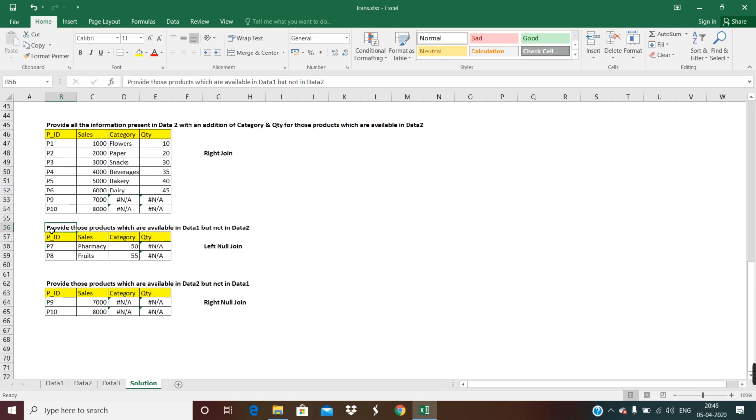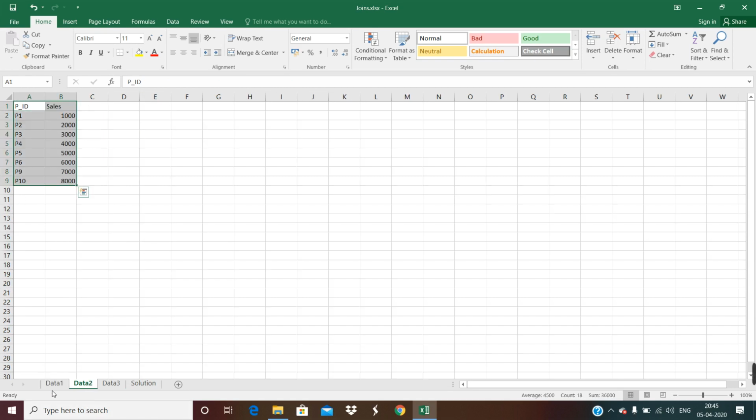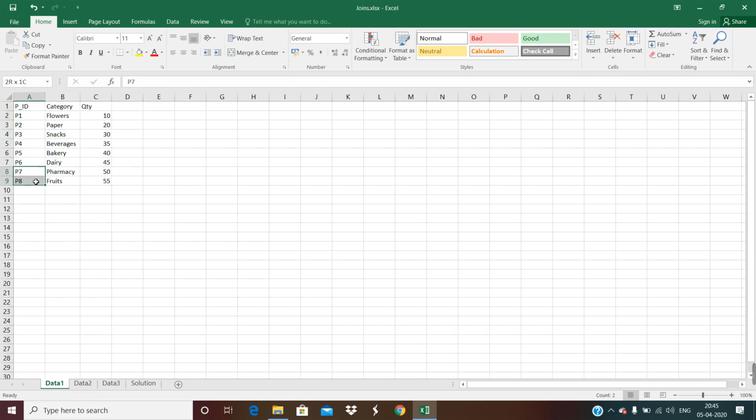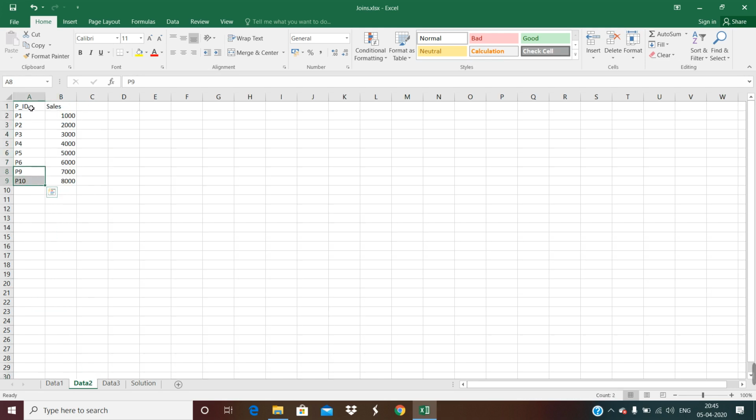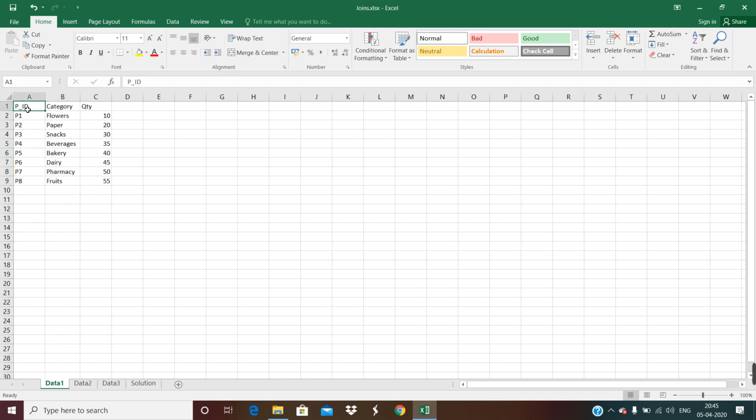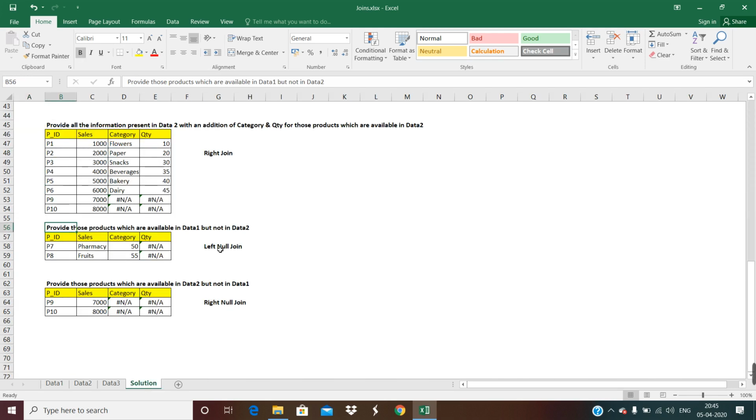Next question. Provide those products which are available in data 1 but not in data 2. So ideally we want those products which are there in data 1 but not in data 2. Which are those products? P7, P8. Because P7, P8 are not in my data 2. So this type of output, since from my left data set, which is data 1, we only want those product IDs which are not available in the right data set, we call it left null. So P7, P8 will be the output.